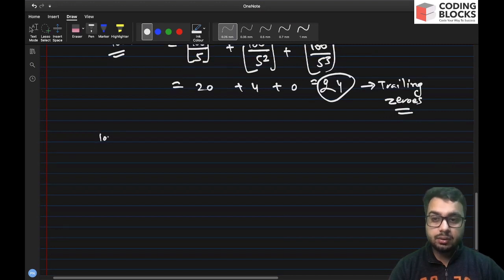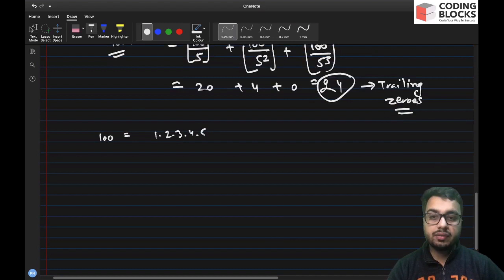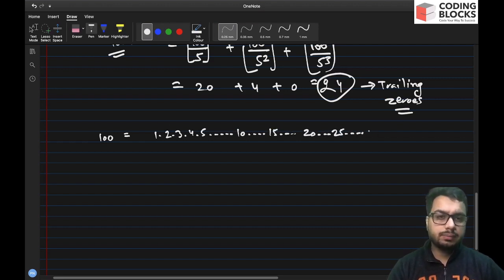Okay, so let's try to break it down like this: 1, 2, 3, 4, 5, then let's say 10, then let's say 15, then let's say 20, 25, and so on. Okay, so this is 50 and so on.